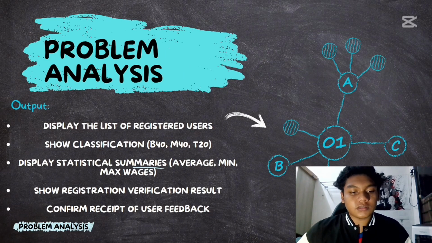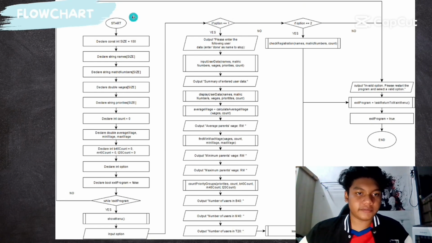We also display statistical summaries: average, minimum, and maximum wage. We show the registration verification result, and lastly, we confirm receipt of user feedback. That is our problem analysis. Now I will explain the flowchart.